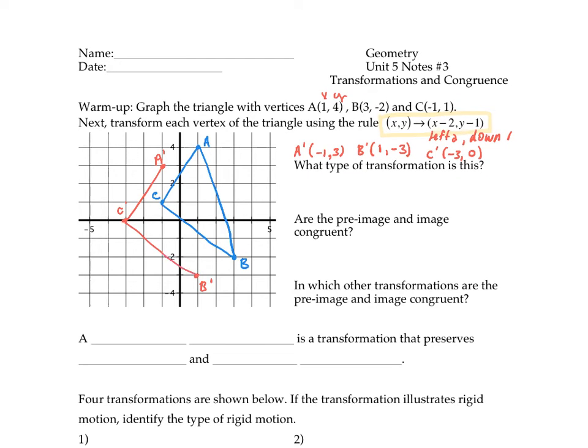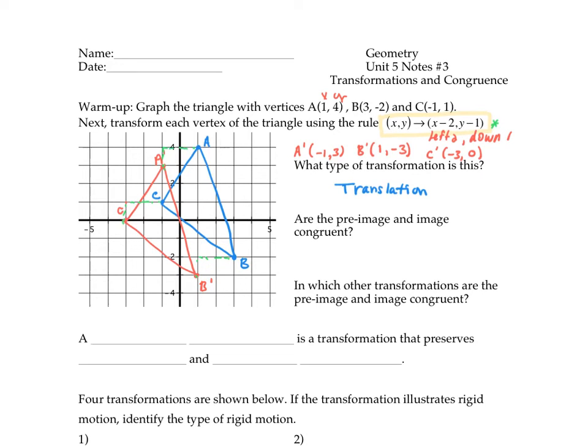And I should have had you check by counting before we drew it in there, but we can check it now by counting. So if you check it out, we said that this rule told us to go left 2, so there's left 2, down 1, that checks out, left 2, down 1, that checks out, left 2, down 1, that checks out. Alright, so my hope is that you recognize this kind of transformation just from the rule alone. This transformation is called a translation. We're just shifting it.